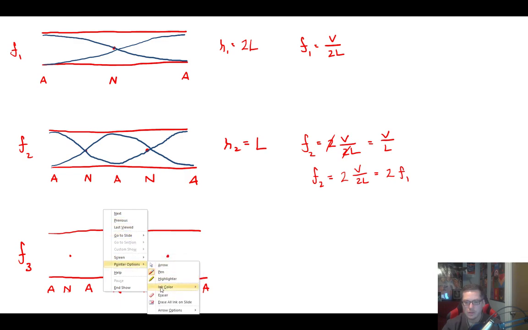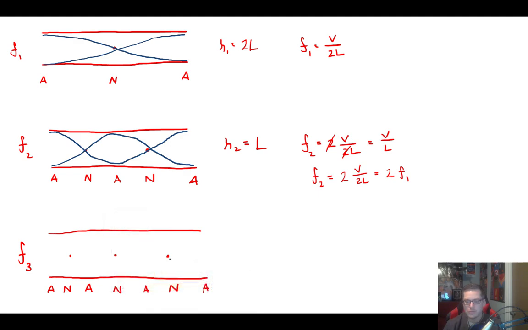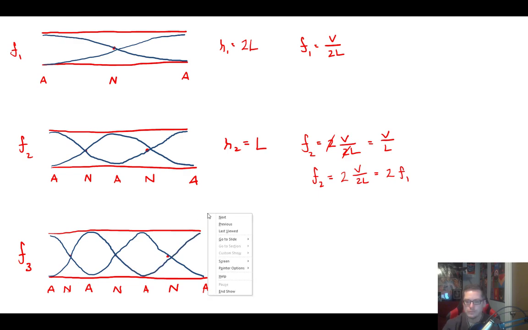Where's my blue ink color? Okay, so we've got our antinode up here. It comes down through my node, hits an antinode, hits a node, hits an antinode, hits a node, and then an antinode. And then we do the same thing here.